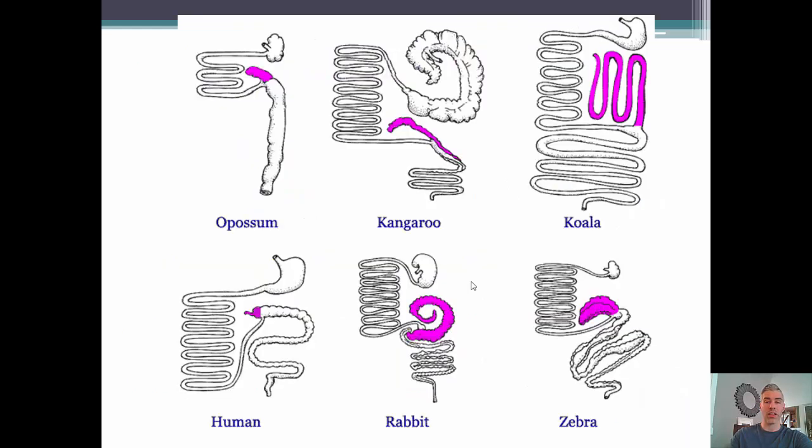Here's showing you what I was telling you about herbivore organisms. Like, look at their appendix. The koala's is huge. All it does is eat eucalyptus all day. Right? The zebra has like a storage tank. Rabbits have storage tanks. The human's is much tinier, as you can see here.